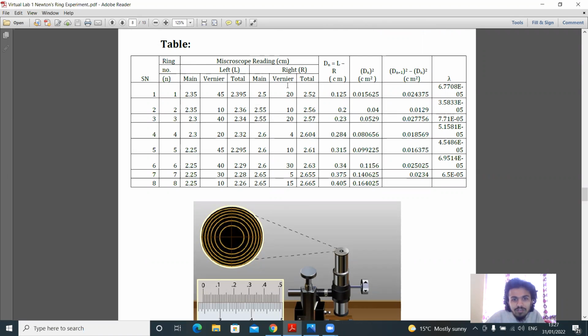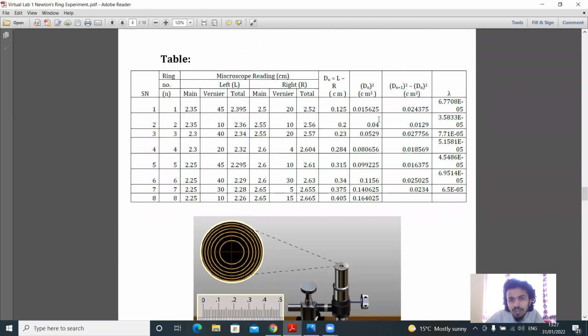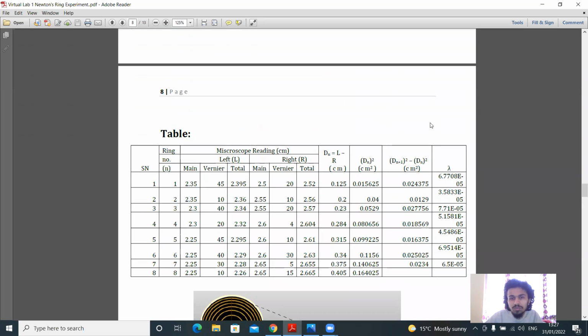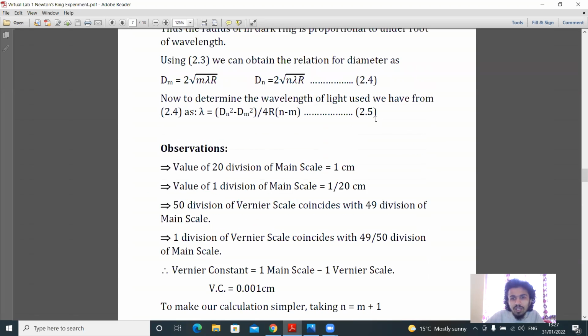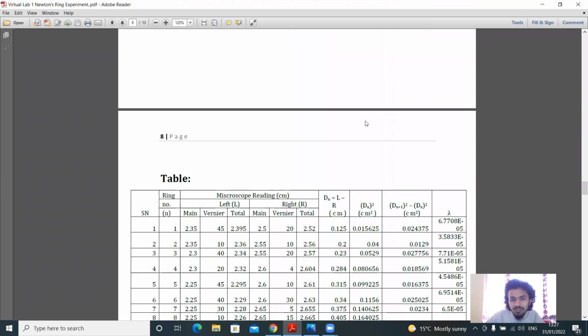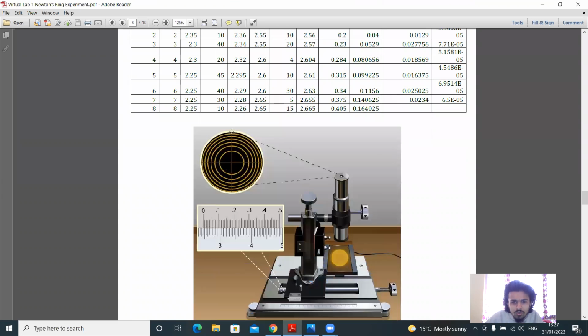For left and for right, there are main scale and Vernier scale readings in our experimental setup. After differencing these two values, we get the diameter of the ring, and squaring them, we put this value in equation 2.5 above to get the wavelength of light used.